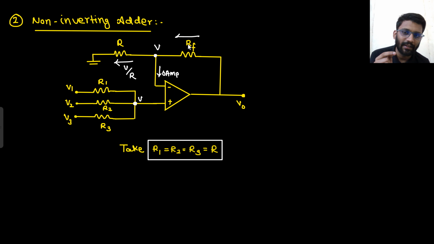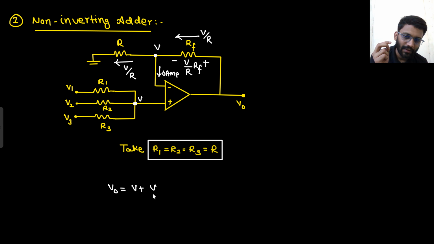So this same V by R current is flowing in this direction. If the V by R current is flowing in this direction, it gives you a drop of V by R into RF. So what will be your V naught? Your V naught will be V plus V by R into RF. So your V naught will be 1 plus RF by R into V. Right? This is equation 1.